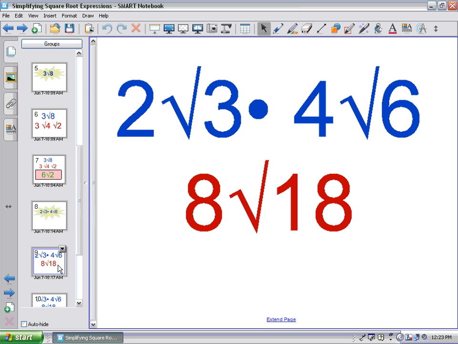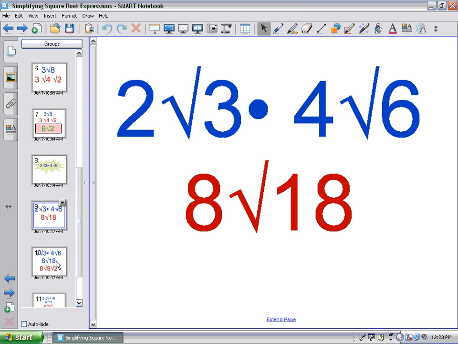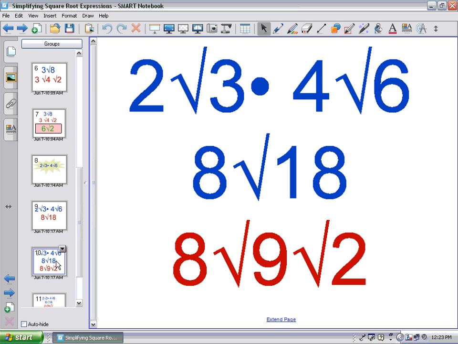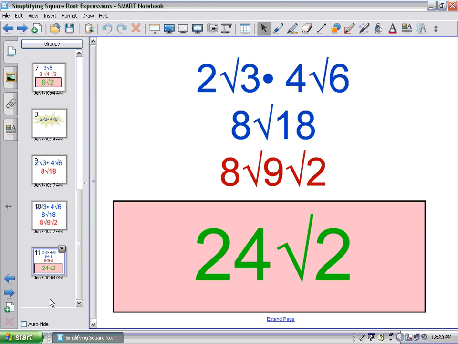Now, I need to simplify the square root of 18. I need to think about 2 values that multiply together to make 18, yet one of them is a value that I know. That's a square root that simplifies to a whole value. And I can think of that. The square root of 18 breaks down into the square root of 9 times the square root of 2. And I know the square root of 9, so when I read this from left to right, this means 8 times the square root of 9 times the square root of 2. So 8 times 3 is going to be 24, and the square root of 2, again, cannot be simplified any further. So my answer is going to be 24 square roots of 2.